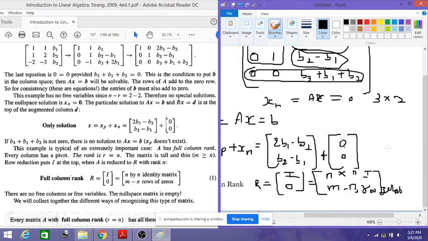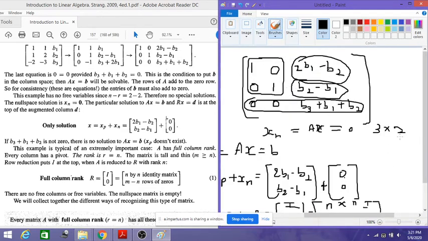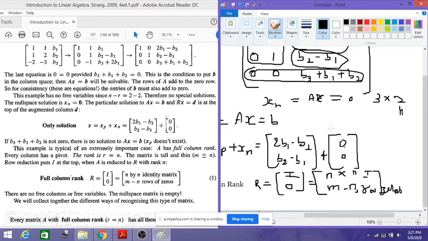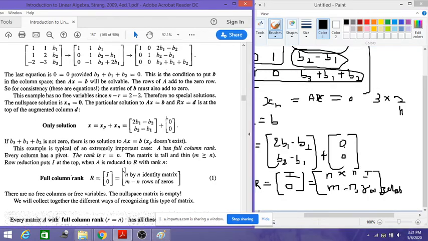It is N into N identity matrix. Yes, perfectly. Now what is the value of N? So this is N. So N into N, it is 2 cross 2 identity matrix, and M minus N. So what is M? So 3 minus 2, it is 1. So it means there is 1 row of zeros.